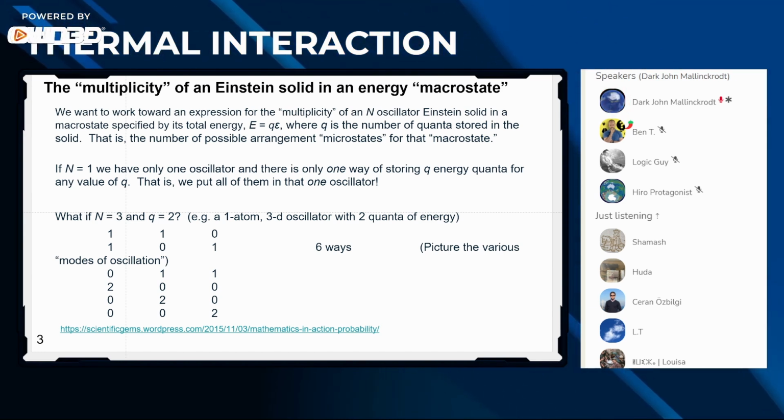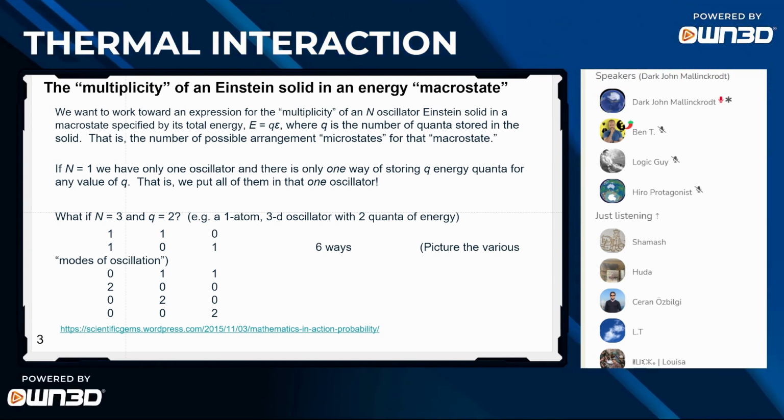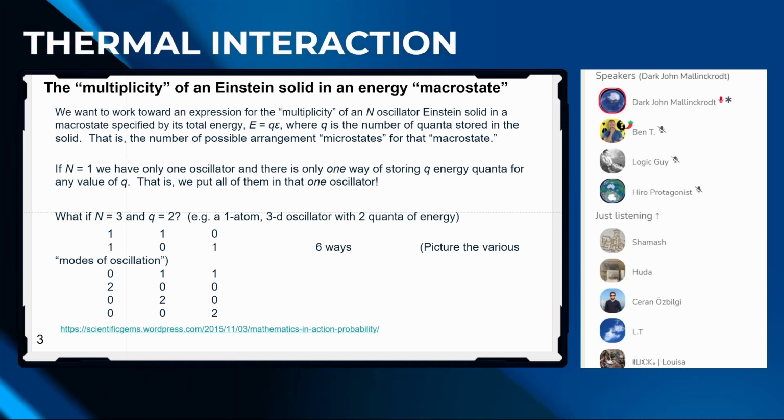So I'm going to give its total energy, and that total energy will be some integer q times the quantum of energy that the oscillators can absorb, epsilon. So epsilon is the quantum. The total energy being stored by the solid is E, and q is just the integer by which I multiply epsilon to get the total amount of energy being stored by the solid. So the number of possible arrangements, microstates, for that macrostate. We'll just talk on this page about a couple of simple examples.